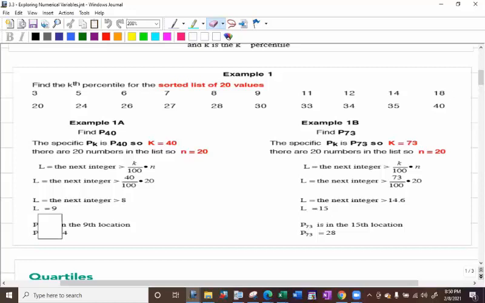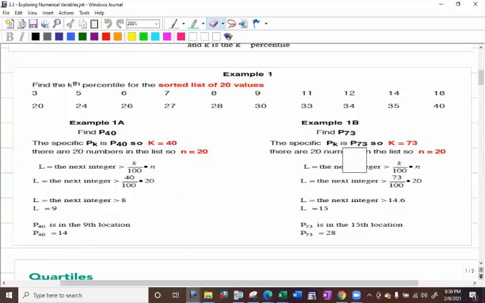L would be 9. So what you do is you count through the list to the 9th number, and these are sorted. They're 2 rows of 10, but it's still one set of 20 numbers. The 9th number would be that 14 right there. The 10th number would be the 18, so it'd be 14. So we would say the 40th percentile is 14.